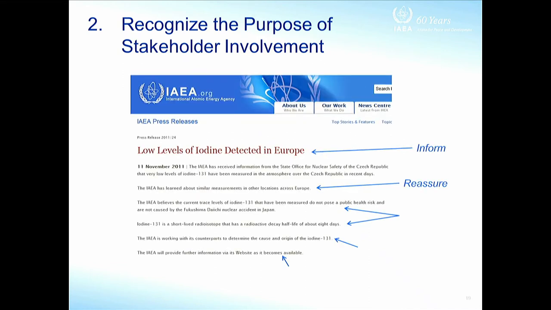Here's an example of how the agency tries to recognize that we have millions of stakeholders who will read our web pages if there's an event anywhere. Here's one, not from a power station, but from a release of some low-level radioactive iodine gas. I think it was in Hungary. So this was about inform, reassure, explain, take action, account. So this is almost a systematic way in which we try to put together our public information releases. Very straightforward. Inform them what the problem is, reassure them, explain, tell them what action you're taking, and then be very transparent about what's going to happen in the future.